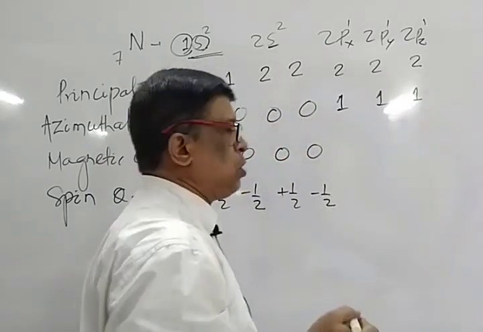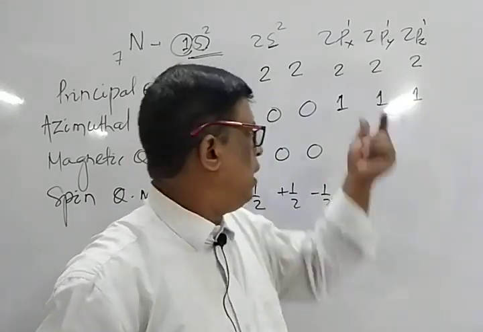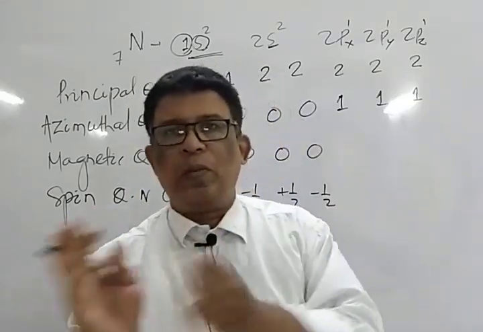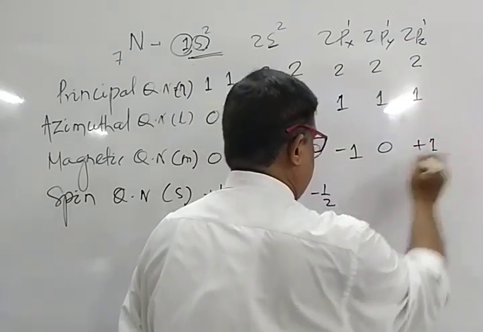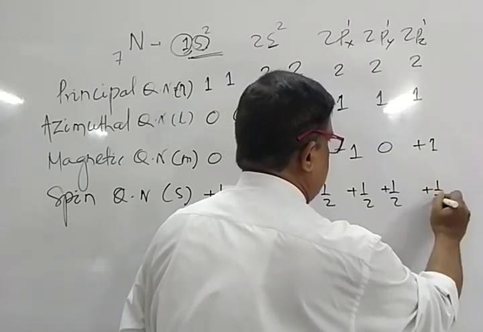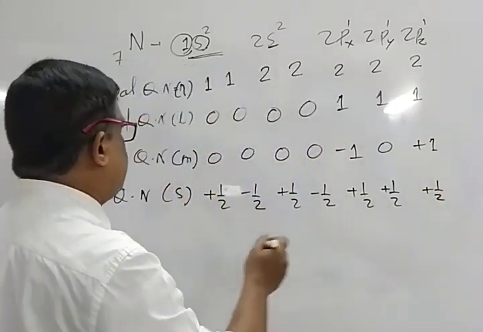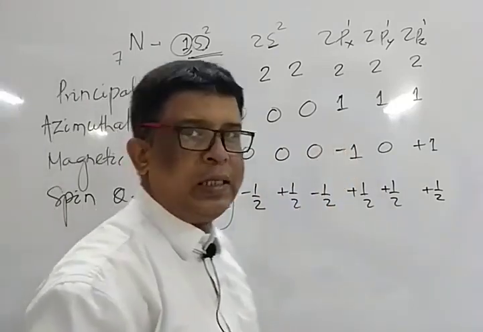And we know that the possible values of the magnetic quantum number are minus L to plus L through 0. L is 1, so minus 1 to plus 1 through 0: minus 1, 0, plus 1. And for the spin quantum number, plus half, minus half. Mark that. Seven sets of quantum numbers are there.